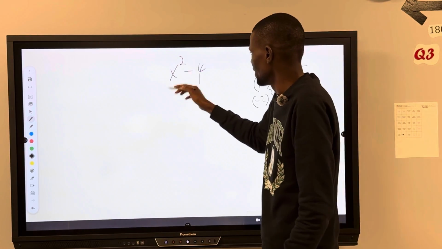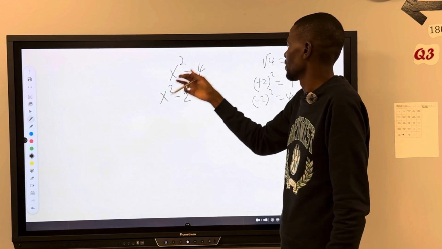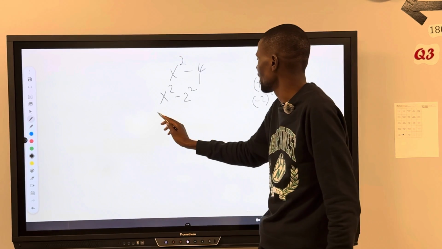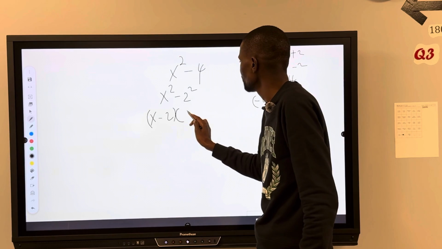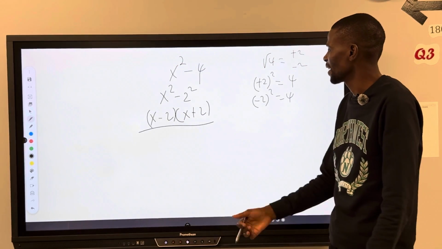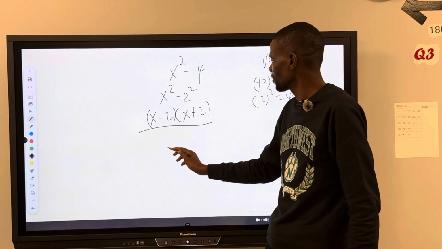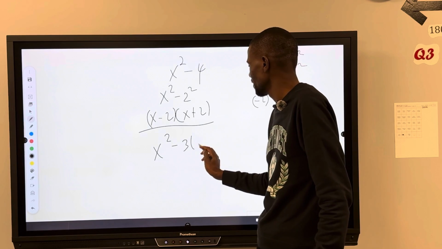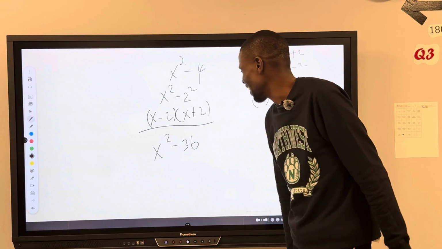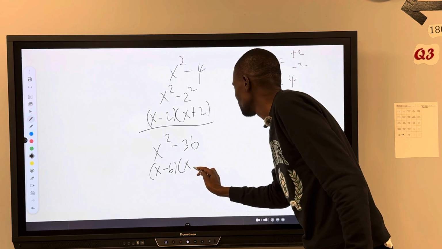So likewise here, think of 4 as 2 squared. Since I've expressed everything in powers of 2, the factors of the difference of those squares are that one has a positive and another one has a negative. Okay, try out this one: x squared minus 36. I know you get it right. So it's x minus 6, x plus 6.